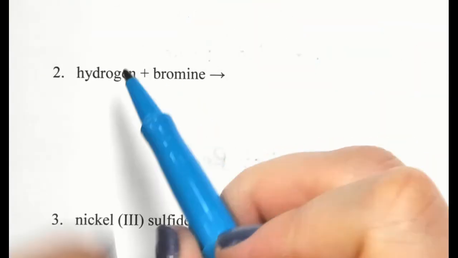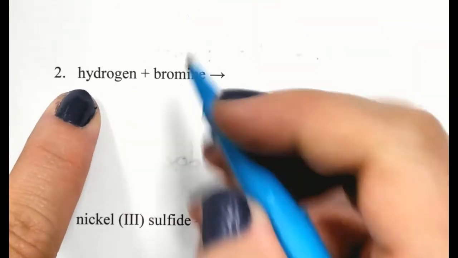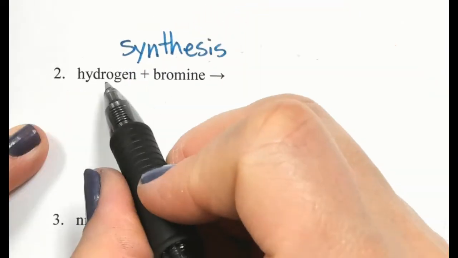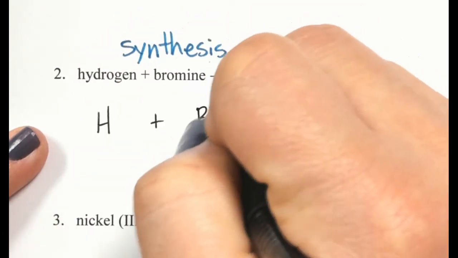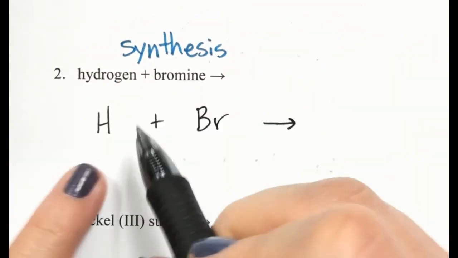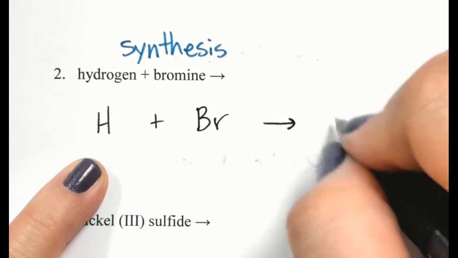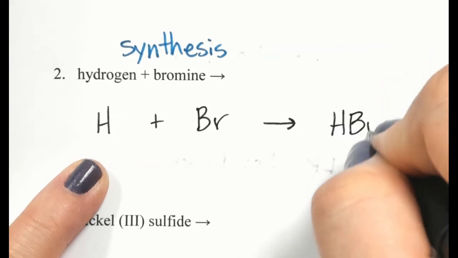So in number 2, you have a single element plus another single element, so this is going to be a synthesis reaction. Translate hydrogen gives me H plus bromine Br yields. These are two single elements, and so I want to combine them, and so over here I'll have HBr.